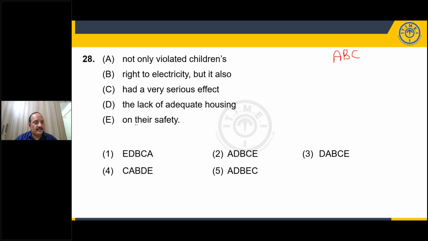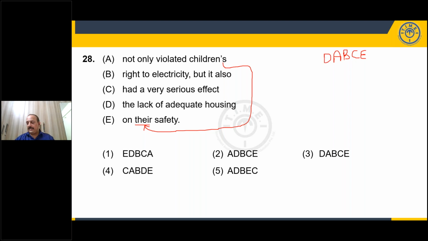Now one way of taking a group could be to identify a pronoun and see which noun it can be connected to. Now there is a plural, and the only plural noun in this sentence is children. So this E has to be grouped therefore with that. So not only violated children's right to electricity, but also had a very serious effect on their safety. So A, B, C can come together and therefore D would come at the start.